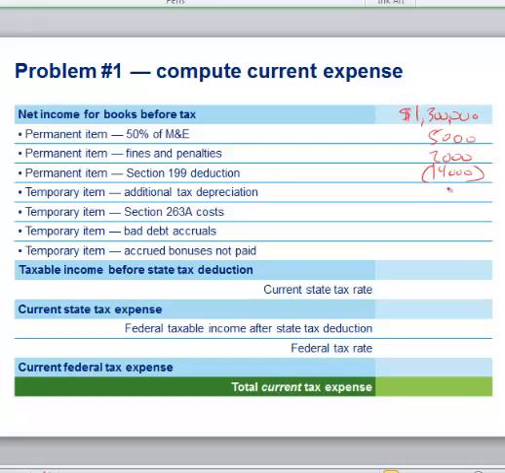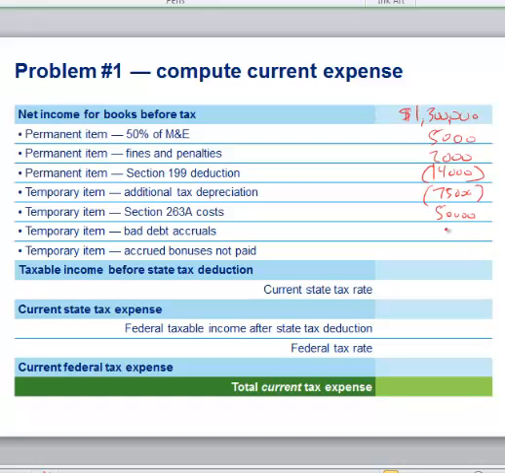Okay. Additional tax depreciation. How much was that? 75? Is that an add back or a deduction, Megan? Deduction. 263A cost. How much is that? 50,000. Okay. Is that an add back or a deduction?